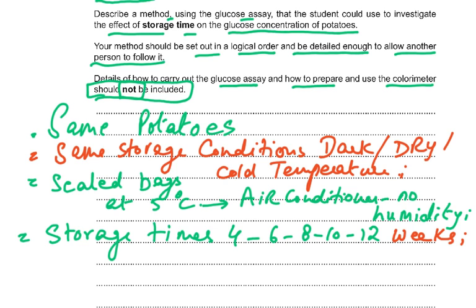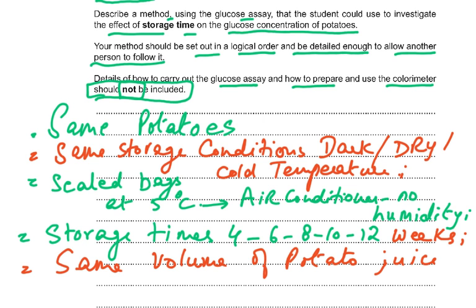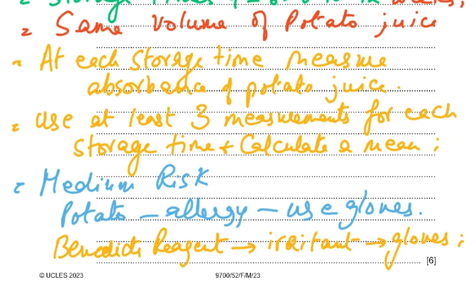So 4 to 6, 8, 10, 12 weeks, or you could have even said this in months. Of course that would be decided by the examiner what would be acceptable at this point. Then same volume of potato juice. So at each storage time, measure the absorbance of the potato juice. Then use at least 3 measurements for each storage time, or you can say use 3 different potatoes for each storage time. And then you calculate a mean.